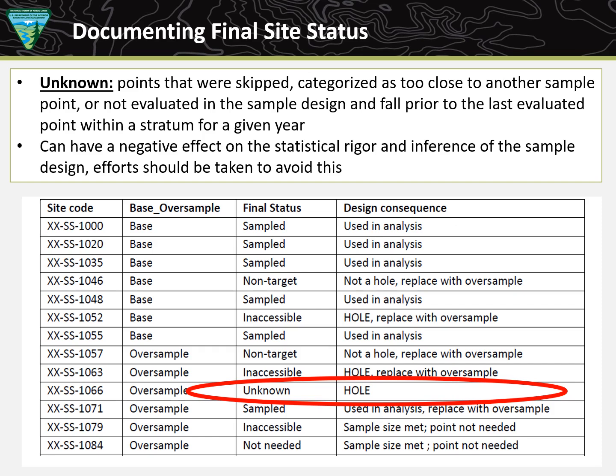Unknown points can have a negative effect on the statistical rigor and inference of the sample design, and effort should be taken to avoid points with such a final status. Ideally, at the end of the study, no sample points will be classified as unknown.